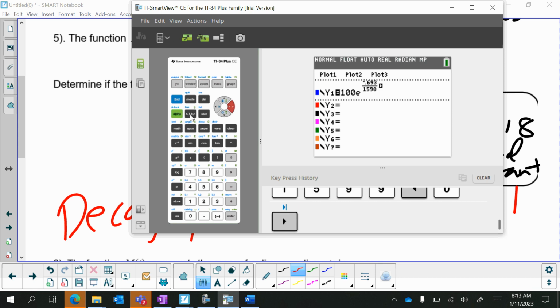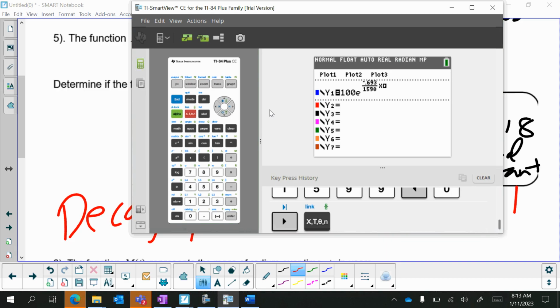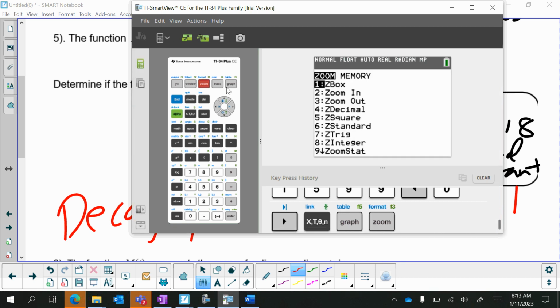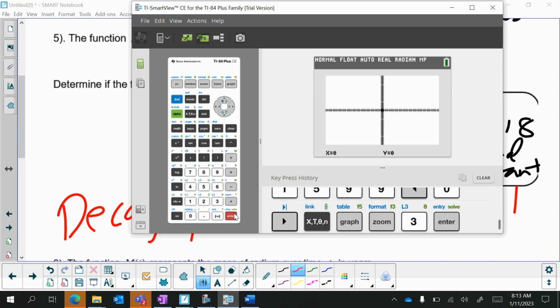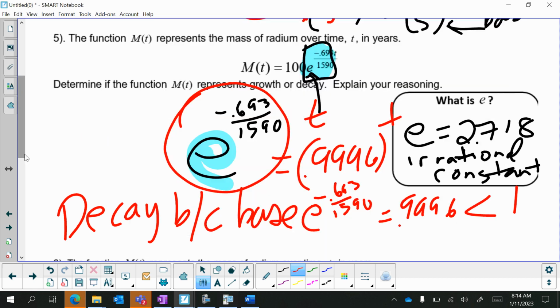Sorry, everything is slower on this device. I apologize. Negative 0.693 over 1590 to the x. Hit graph or zoom 6. And if you can't see it, you could zoom out, which is zoom 3, enter, to see if you can see it decaying. And if you still can't see it, which it looks like I can't, you can go to the table. You could just look at the y values, and they're going down from 100 to 99-ish. They're going down over time. So it's decay. All right, so that's that.